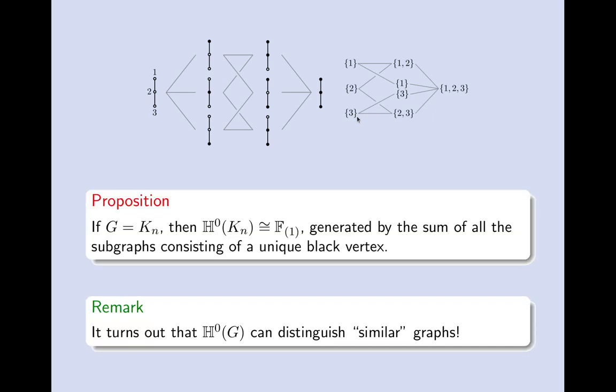Now, there are a few things that we can say about this homology. First of all, if we start with the complete graph on n vertices, then the H0 is generated as rank 1 and is generated in degree 1 by the sum of all the subgraphs that are sort of degenerate, consisting of only 1 black vertex. And also, a thing that I found quite surprising at first is that this H0, similar to the horizontal homology, is good at distinguishing graphs that look similar from many other points of view.